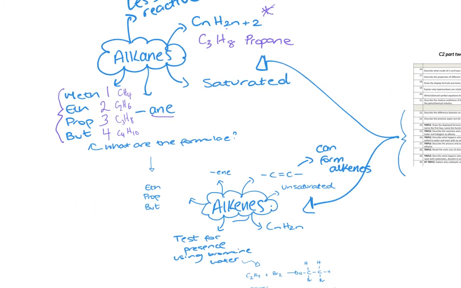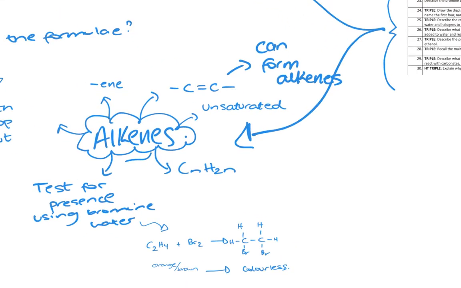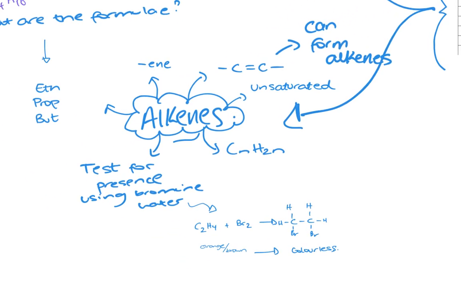Now, let's move on to alkenes. So alkenes are another homologous series. Now, remember, a homologous series is just a family of compounds. And alkenes are alkenes because of their functional group. That's what makes them an alkene, and that is this bit here. They contain a single carbon-carbon double bond.